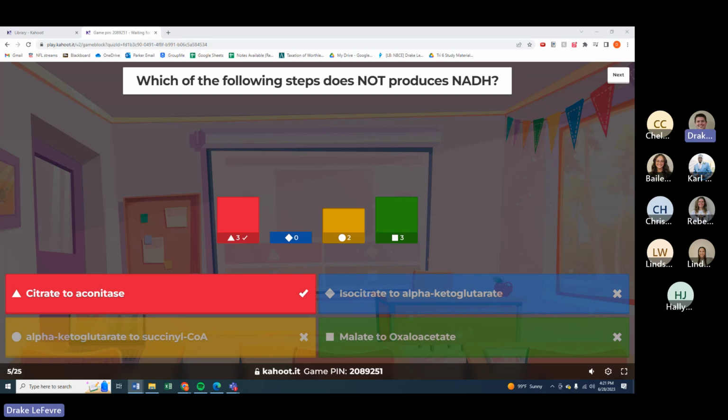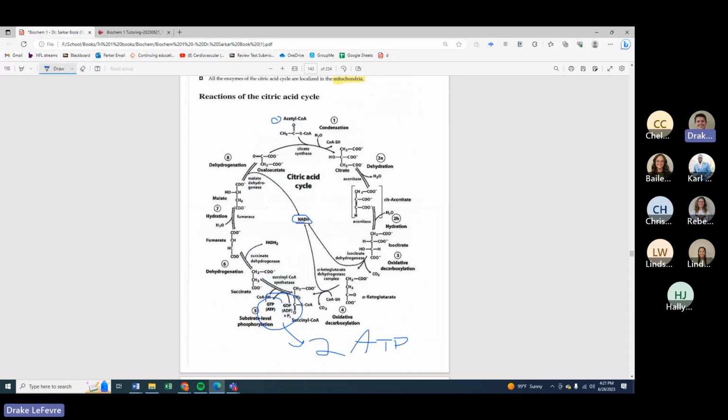Same thing with the citric acid cycle. You'll want to remember which locations you also produce FADH2. And occasionally he will also ask which locations you produce CO2.